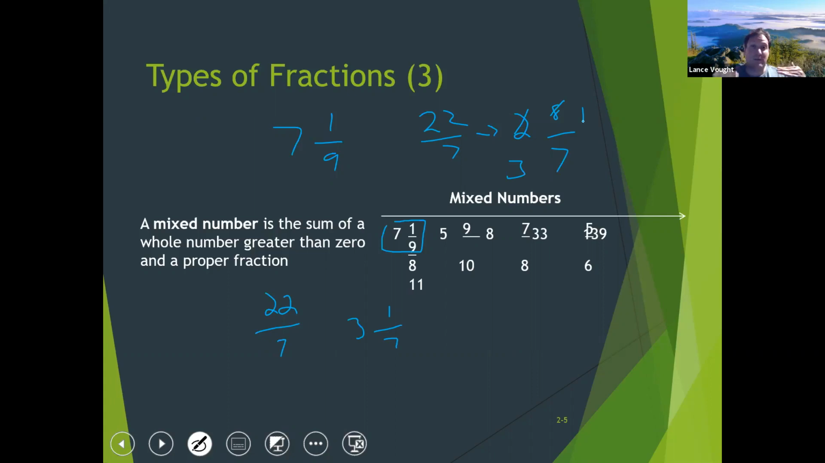So proper fraction: the numerator, which is the top, is smaller than the denominator, which is the bottom. Improper fraction: the top is greater than or equal to the bottom, so it could be the same as the bottom or larger than the bottom. Mixed number is a whole number with an attached proper fraction.